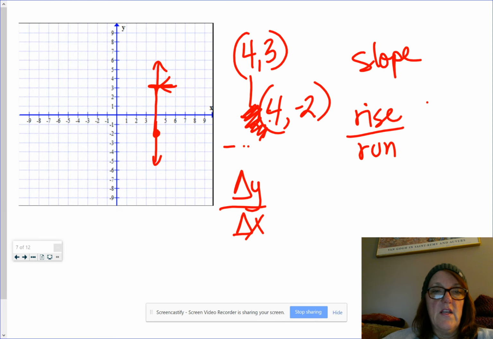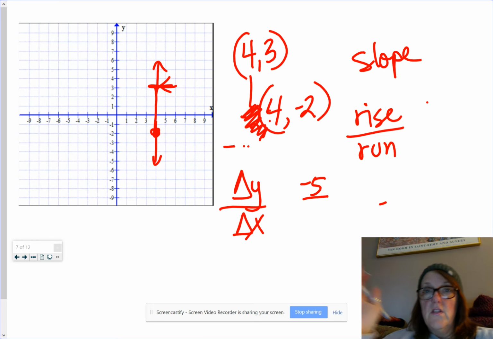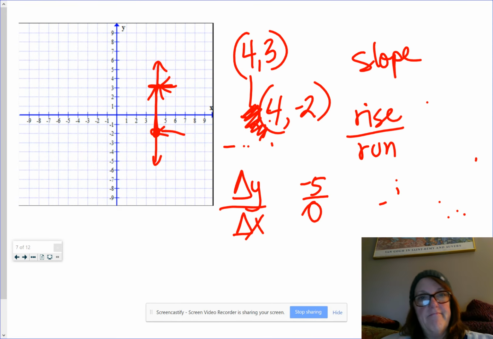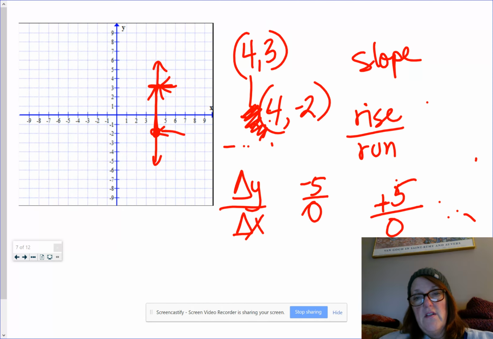Wait, where was I? This one? 1, 2, 3, 4, 5. Okay, and in this case it was negative. What is your run? How much did I change horizontally? 0. If you started at the bottom one instead and went up, how would it look different? Well, this time my rise is positive 5. My run is still 0.